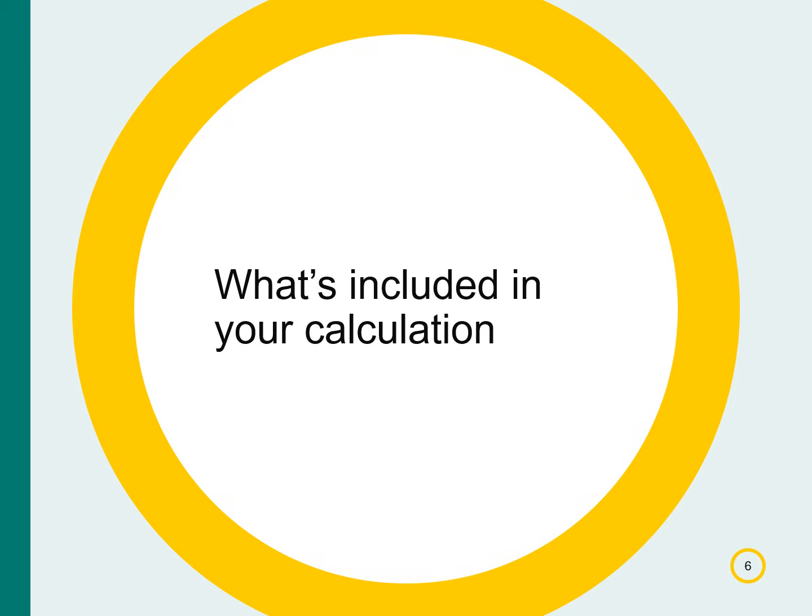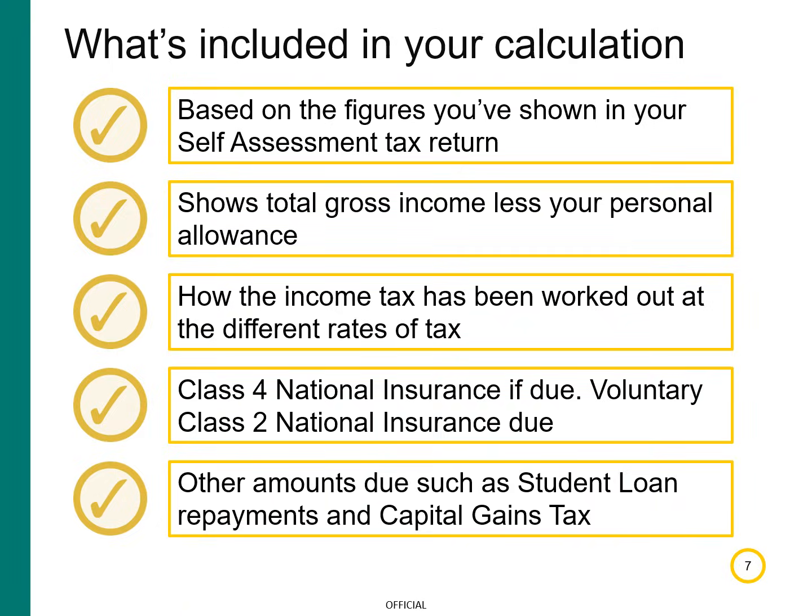Let's start by looking at what might be included in your tax calculation. Your tax calculation is based on the figures you've shown in your self-assessment tax return. It will show your total income before tax, less your personal allowance, and how we've worked out any income tax due on that total income at the different rates. These rates may vary depending on where you lived in the UK for most of the 2024 to 2025 tax year. For example, England, Wales, Northern Ireland or Scotland.